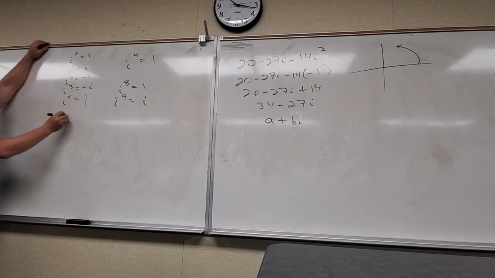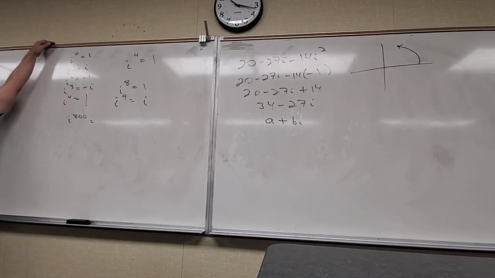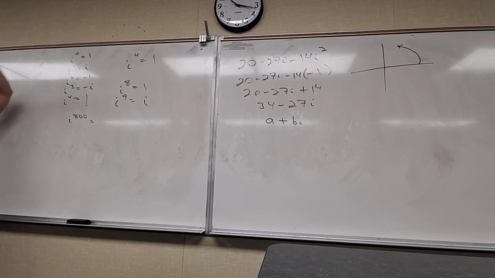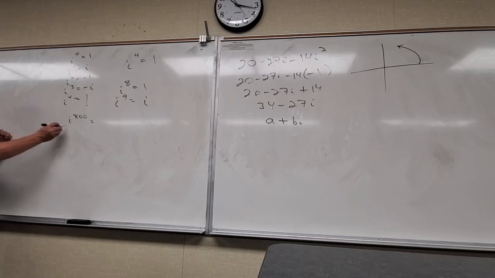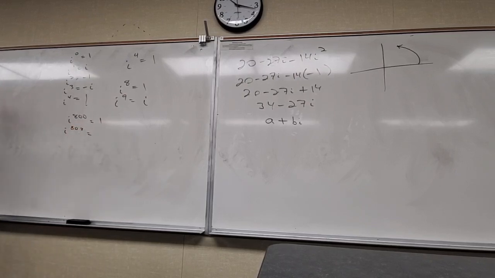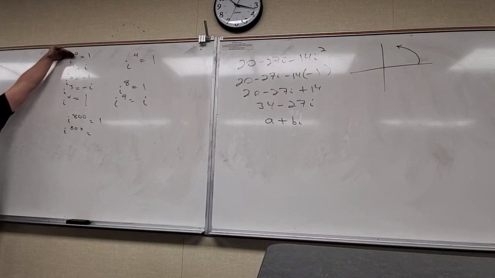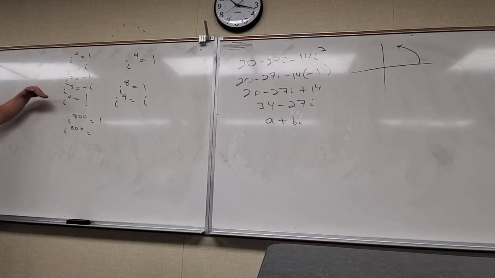So what is i to the 800th power? 1. Because 4 goes into 800, so I did 200 revolutions and got back to 1. What is i to the 803rd power? Well, I did 200 revolutions, and then an extra 3, so I ended up at negative i. So the remainder tells you where you are in this list. If I were you, I would make this list and have it sitting next to me as I did my homework.